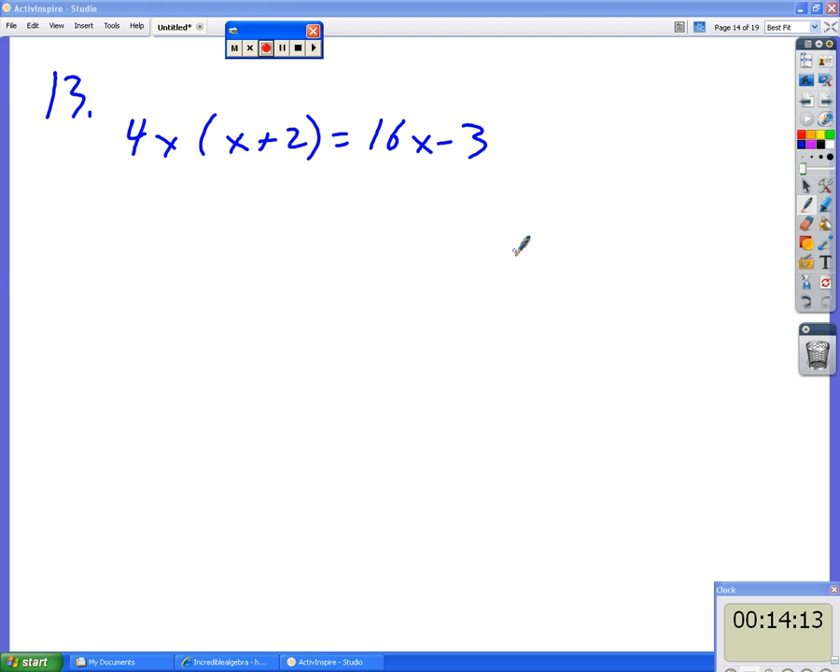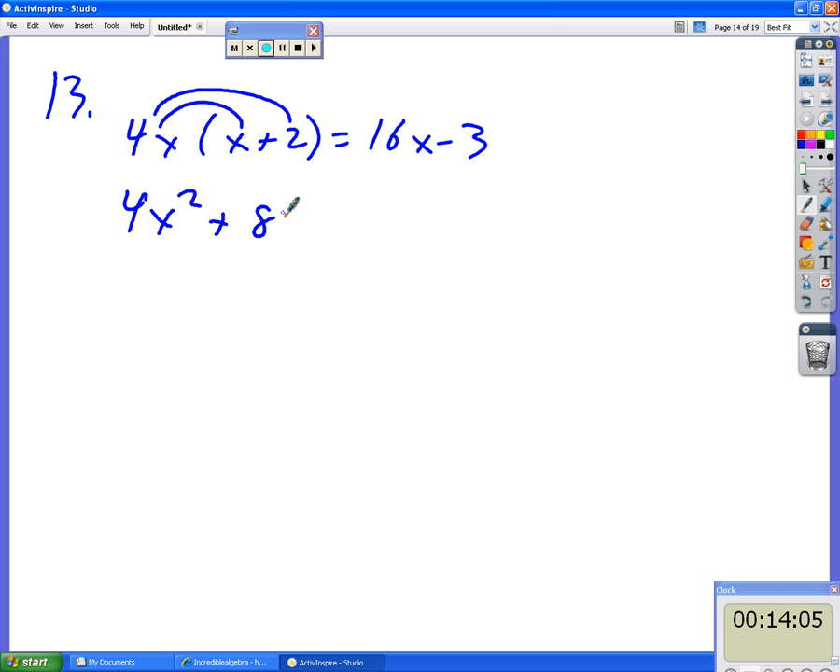So I'm going to distribute 4x times x and 4x times 2. That gives me 4x squared plus 8x. Multiply 4x times both of the numbers inside. Also, I'm going to take the 16 and subtract it. Negative 16x. That's going to make this go away, but it's going to give me a negative 16x here. I'm going to add 3 on this side, which is going to add 3 on the other side, and it's going to leave me with 0.